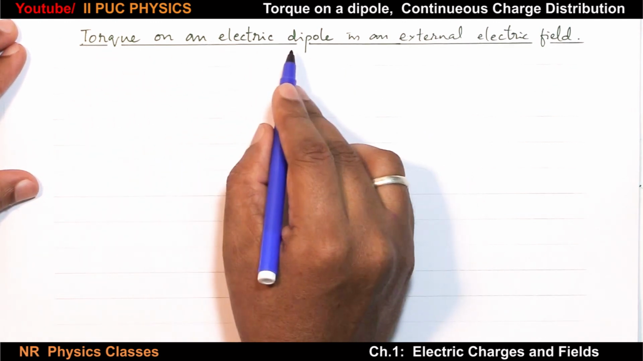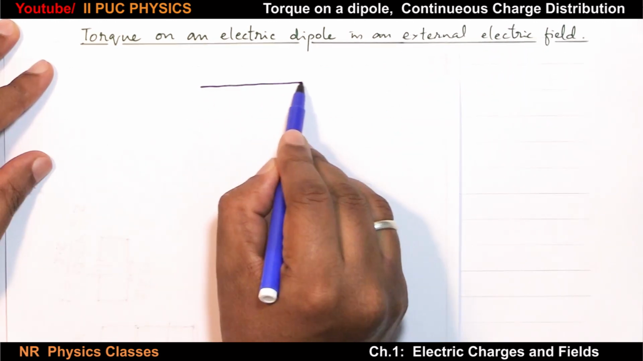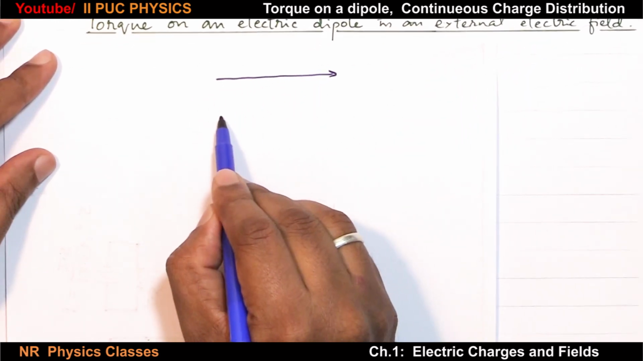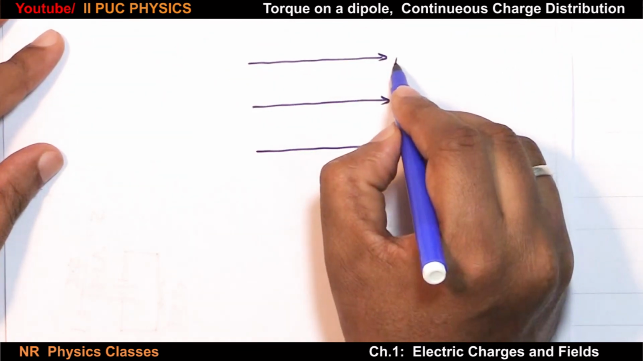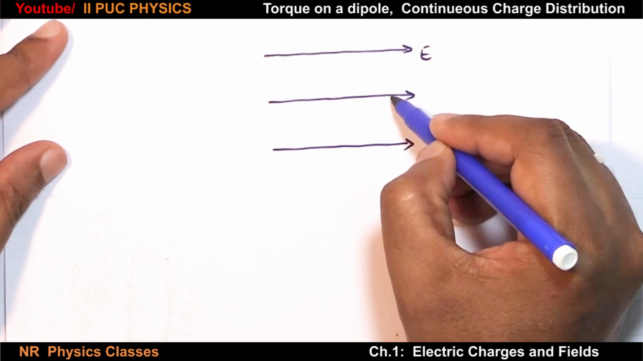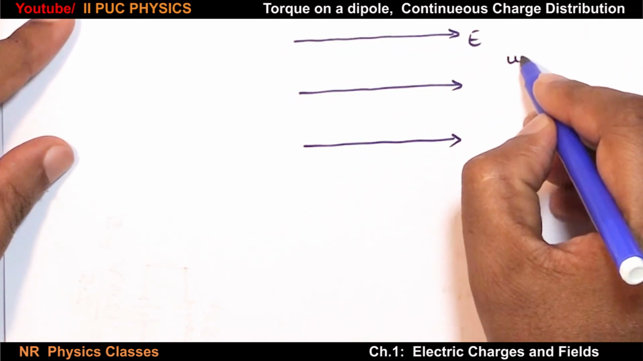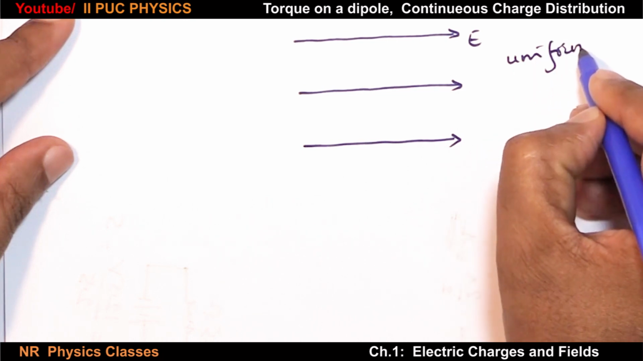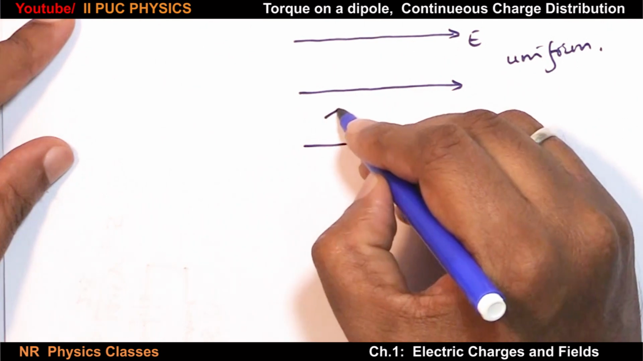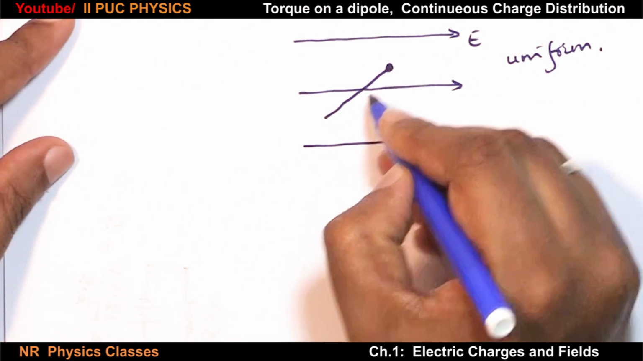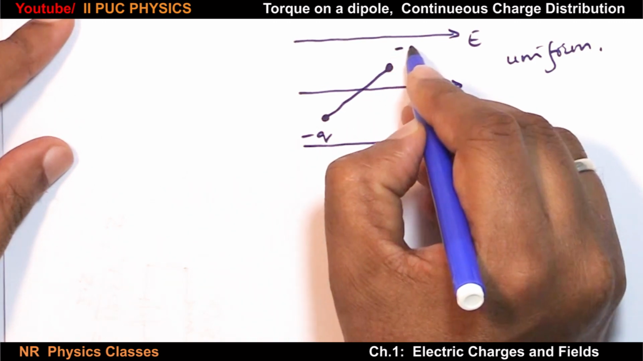Torque on an electric dipole in an external electric field. This is a uniform electric field. If the electric field is represented by equidistant and parallel lines, then this electric field is uniform. Let us keep a dipole. A dipole is two equal and opposite charges separated by a small distance, something like this.